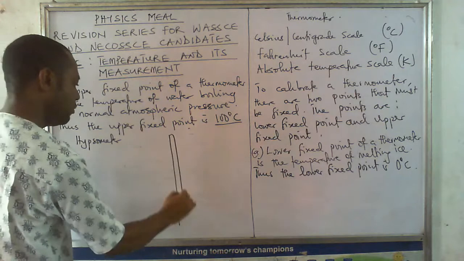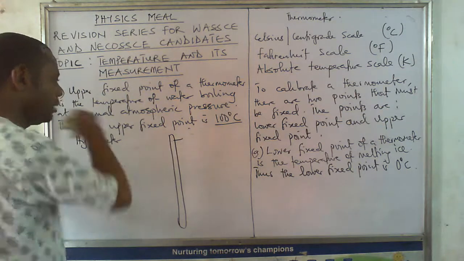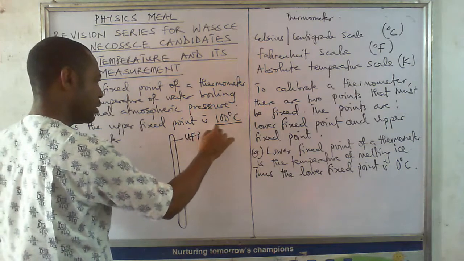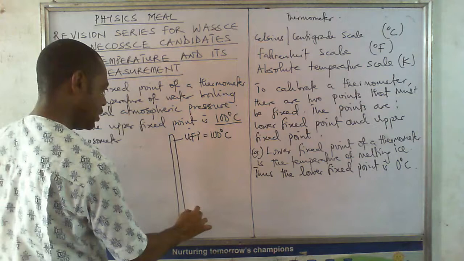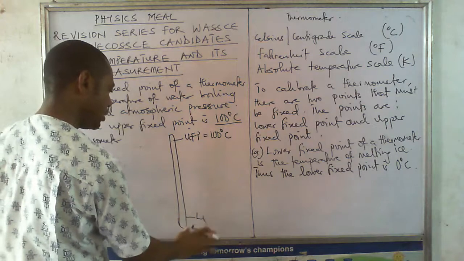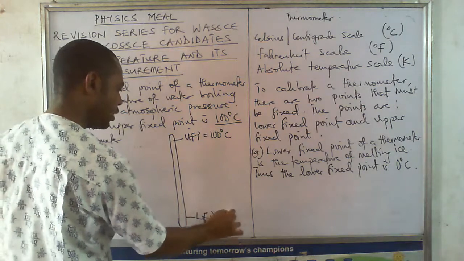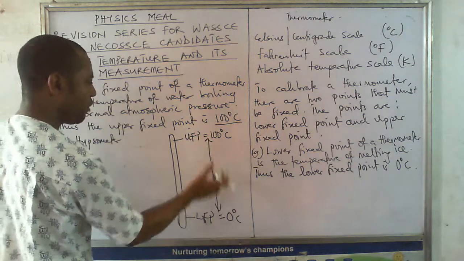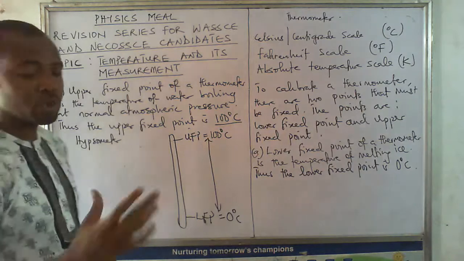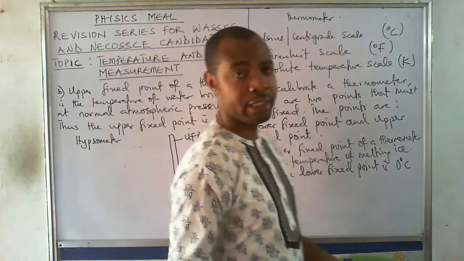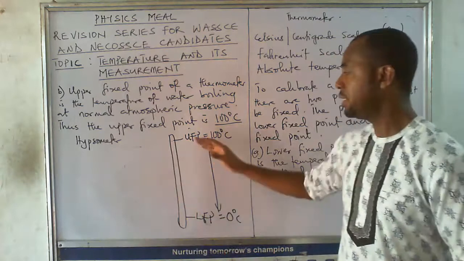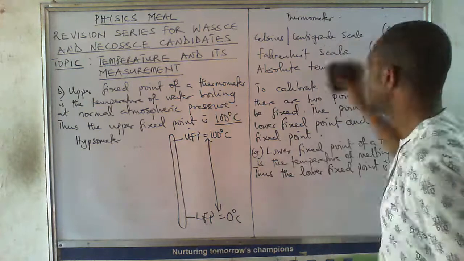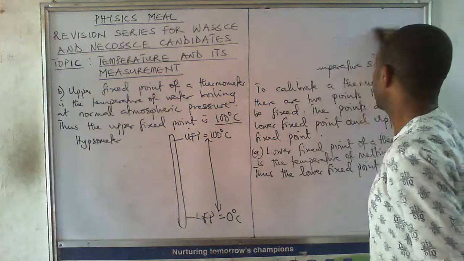Okay. Now, if this is a thermometer, let's take this as a thermometer. If this is the upper fixed point, 100 degrees C, and here is the lower fixed point, 0 degrees. Now, the difference or the distance between the upper fixed point and the lower fixed point is what we call the fundamental interval. The fundamental interval is the distance between the upper fixed point and the lower fixed point. So we need to take note of that.